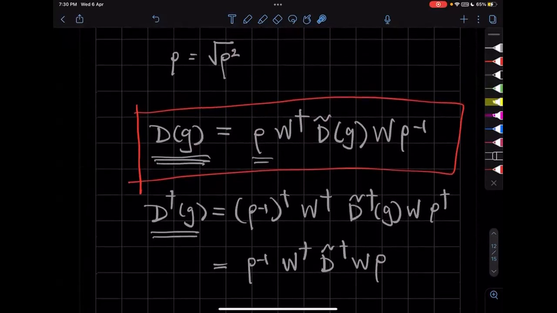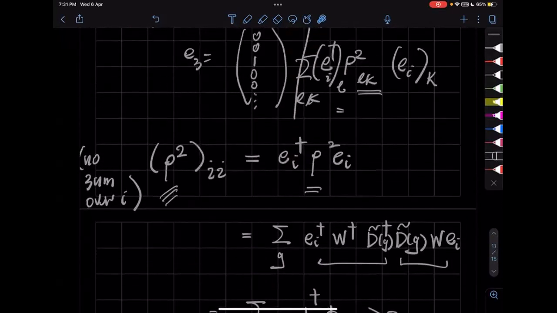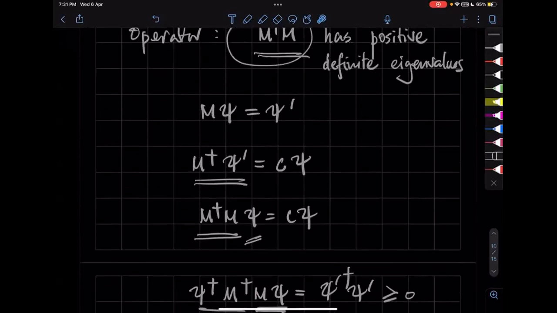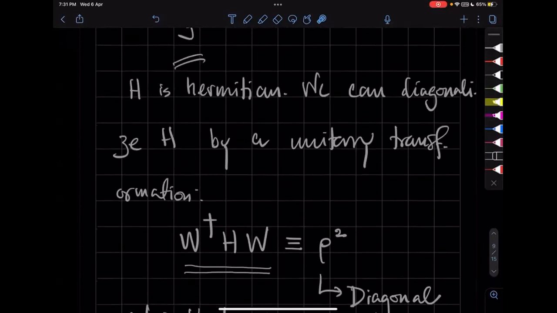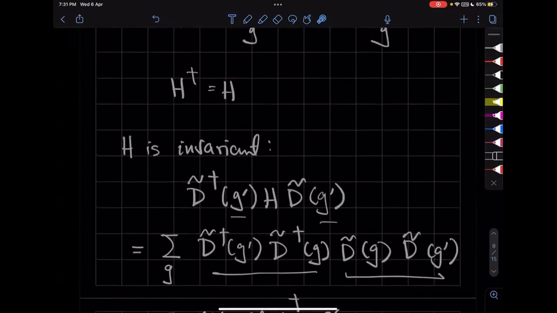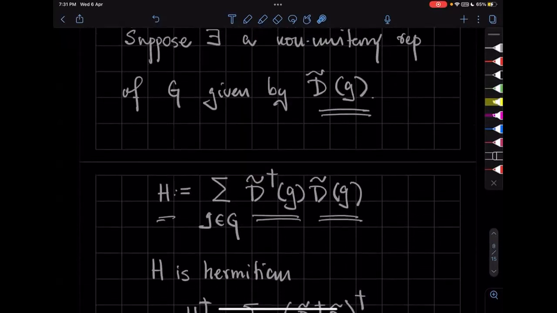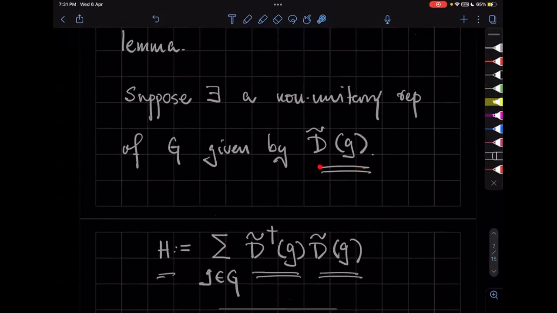Sir, I am confused about the first line you wrote in the proof, where we use the rearrangement lemma. Suppose there exists a non-unitary representation of G given by D tilde G. Where is that non-unitary representation? Oh, it's given. We are assuming that there is a non-unitary representation. So we eventually converted, induced a unitary representation from this non-unitary representation. Exactly. We basically constructed a unitary representation from a non-unitary representation. Oh, I see. Okay. Very good.